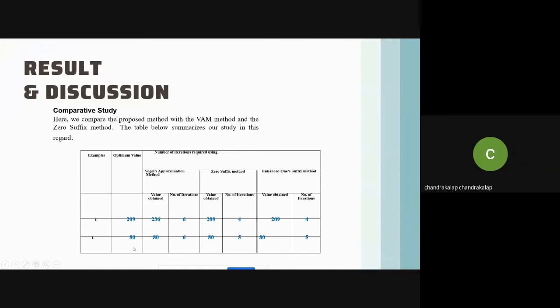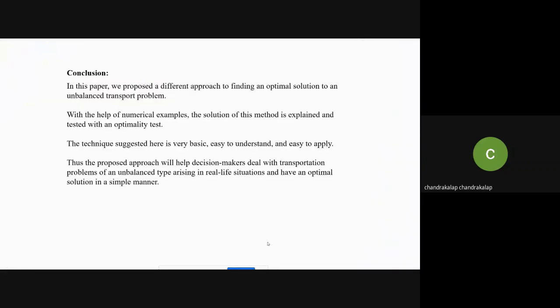And for the second example, the optimal value is 80 rupees. In the VAM method, we get 80, but the number of iterations is 6. For the same problem, if we apply the zero suffix method, we get 80 as the optimal solution with 5 iterations. And if we apply the one suffix method, we get 80 with 5 iterations. That means this method of ours, the proposed method, is very easy and convenient.